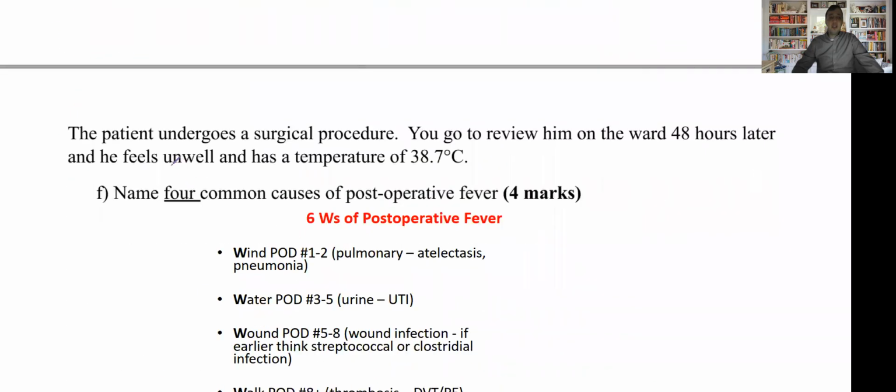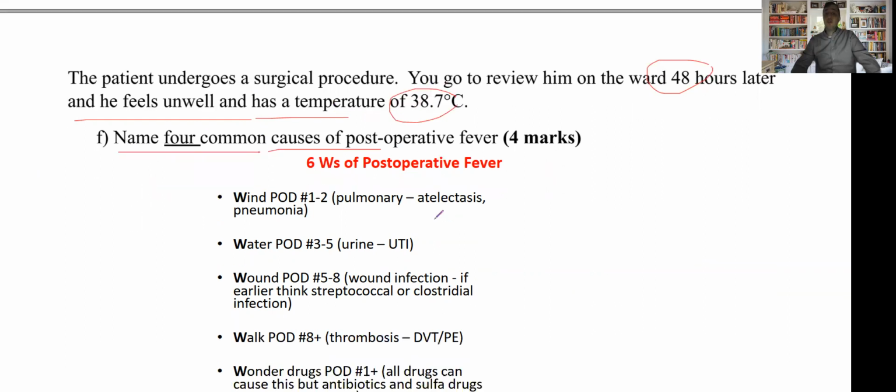The patient undergoes a surgical procedure. You go to review him in the ward 48 hours later, so 2 days later, and he feels unwell and has a temperature now of 38.7. Name 4 common causes of postoperative fever, the 6 W's of postoperative fever.